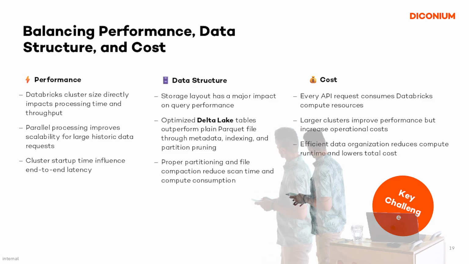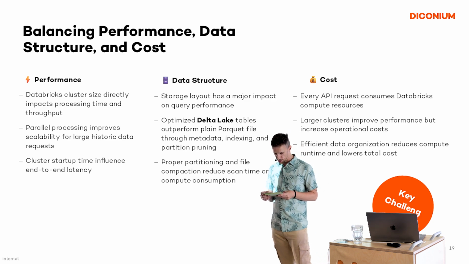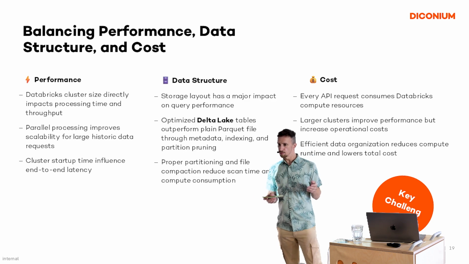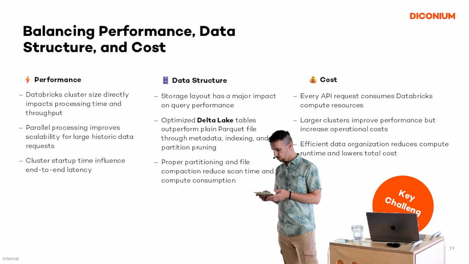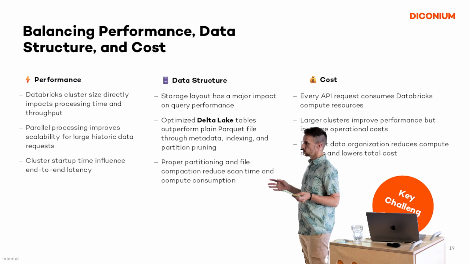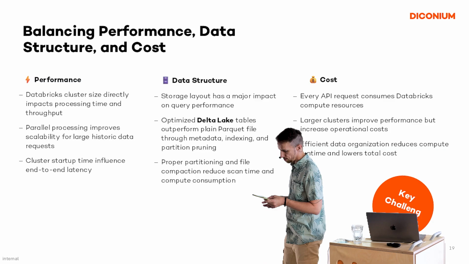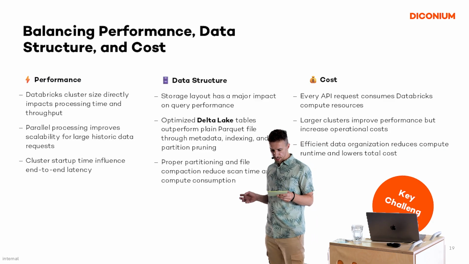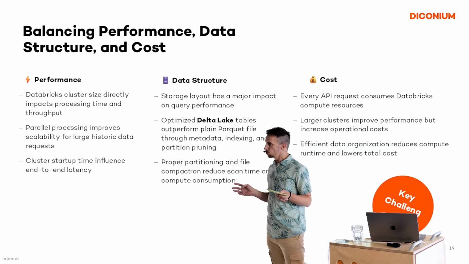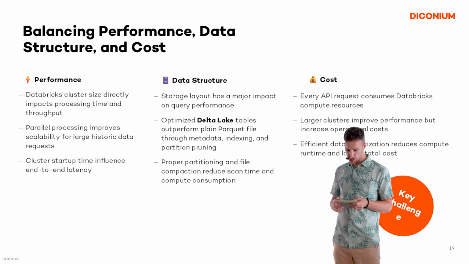Then thinking about the data structures. The storage layout has a major impact on the query performance. If you, for example, have a Delta Lake, which is optimal for data retrieval, or if you have plain parquet, this is quite a big impact. Some of our data sources are using plain parquet, and we also ran into the small file problem. Basically, you might know, this is where Spark needs to scan millions of small data chunks.